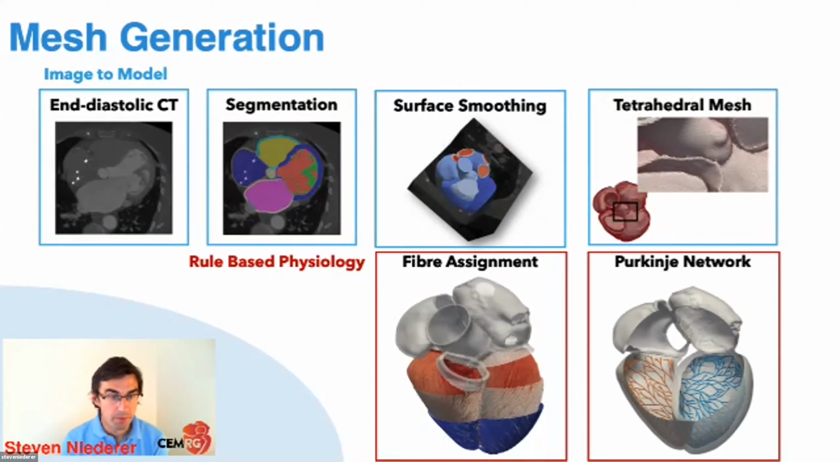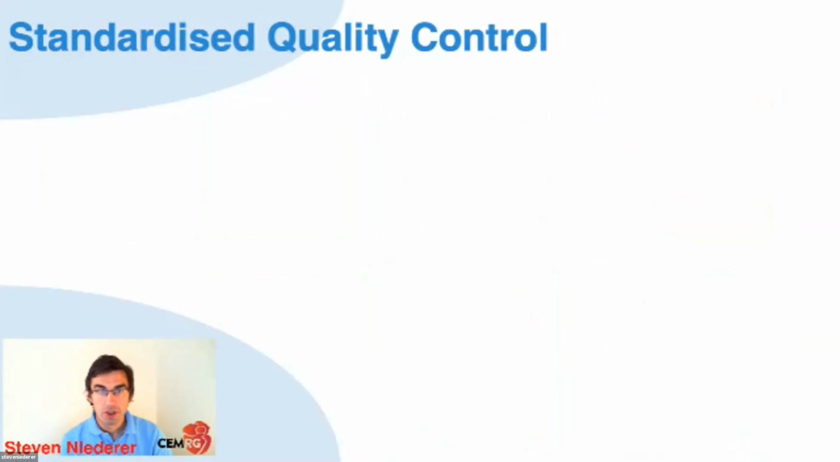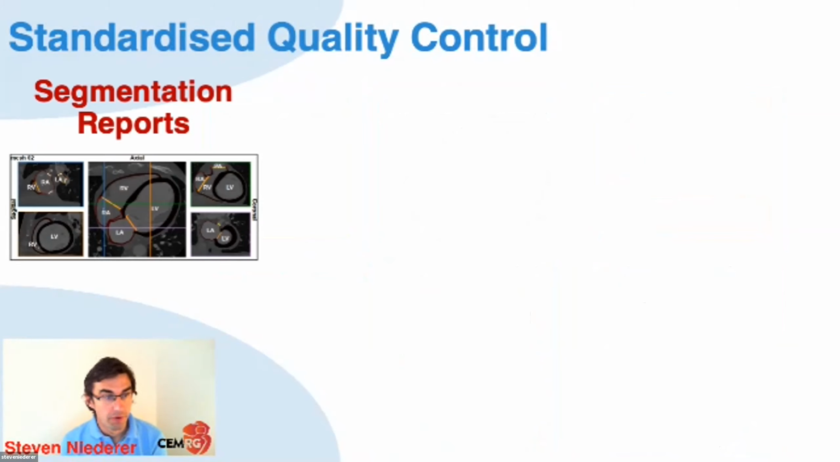Likewise, we can do the same with the Purkinje network to capture that rapid endocardial conduction layer. So when we think about making these models, we also need to think about quality control. We can't just make these models and pump them out and hope that everything works. So we've provided some level of quality control checks.